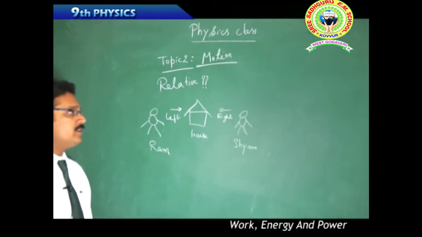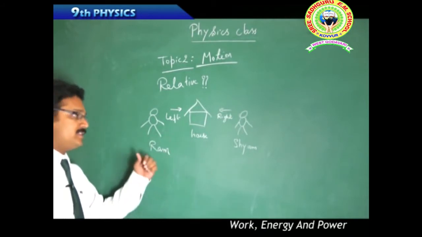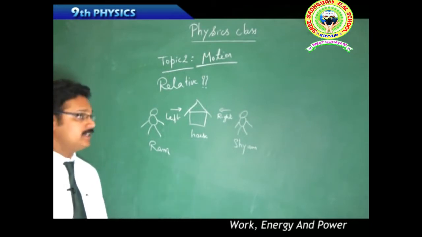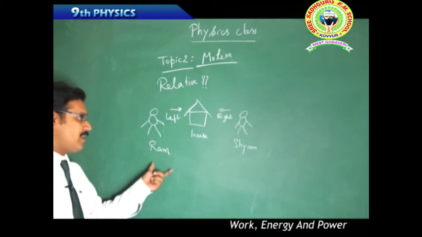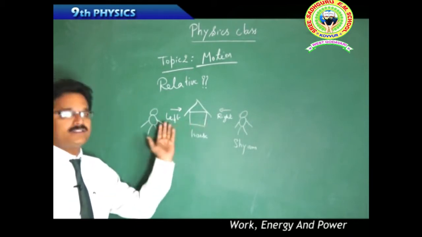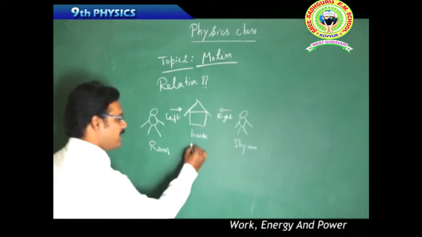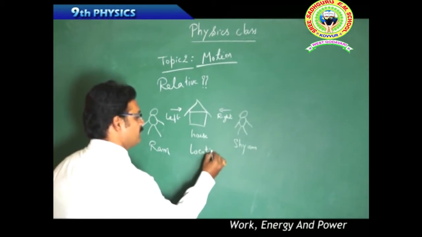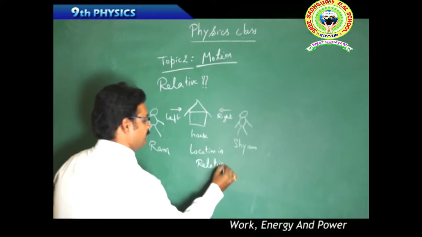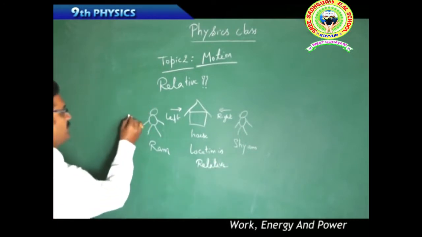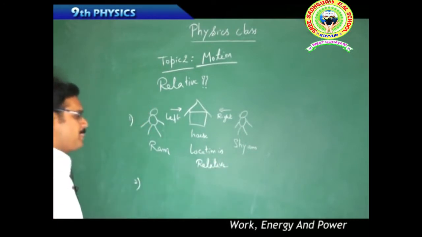So here you couldn't decide that one is right and one is wrong, because here the house location is relative. According to Ram and according to Shyam, the two answers are correct. So location is relative. This is the first case. Now take the second example.